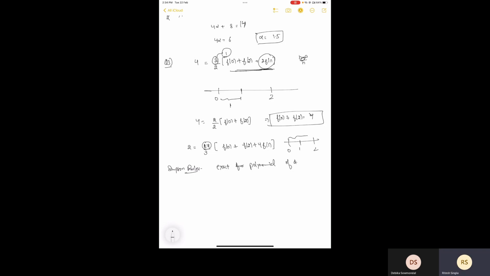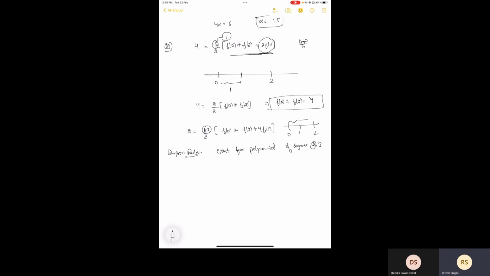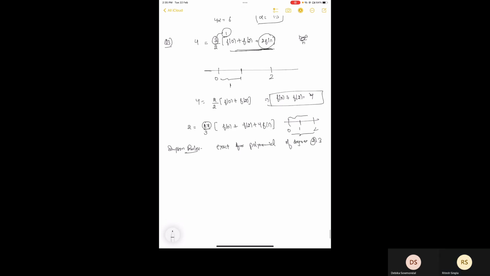Yes, sir. And not only 2, it is also exact for polynomial of degree 3. But when we derive the formula, we take a polynomial of degree 2. So when we take a polynomial of degree 2, in each interval we need at least 3 points. So whatever the length of the interval is, you divide by 2 there. So 2 is equal to the length of the interval, 2 minus 0, divided by 2, divided by 3 of f of 0 plus f of 2 plus 4 times f of 1.